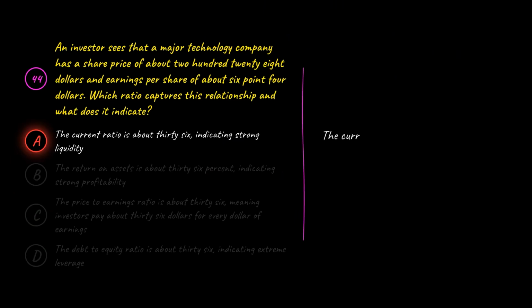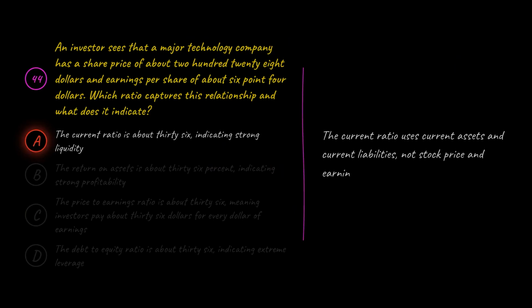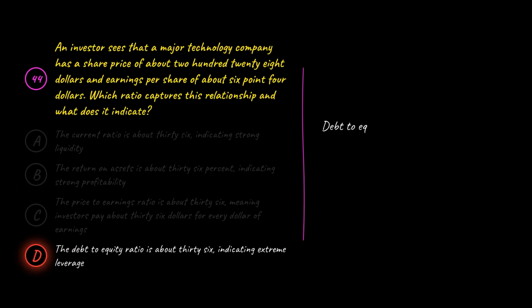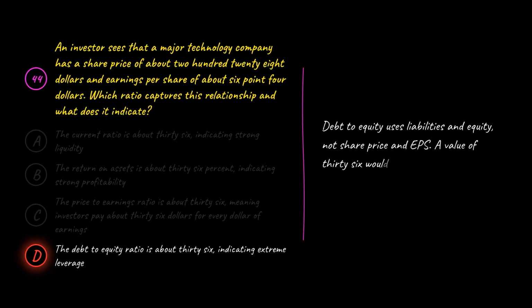A is wrong because the current ratio uses current assets and current liabilities, not stock price and earnings. B is wrong because return on assets uses net income and total assets, not share price and earnings per share. D is wrong because debt to equity uses liabilities and equity, not share price and EPS. A value of 36 would also indicate dangerously high leverage rather than PE.